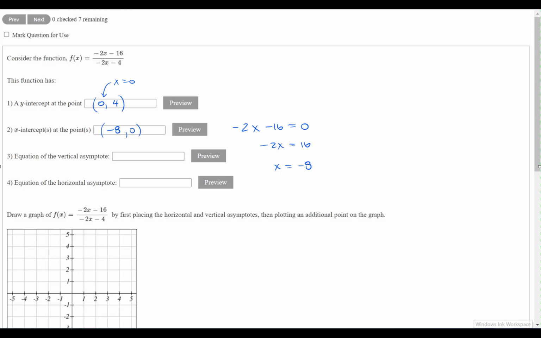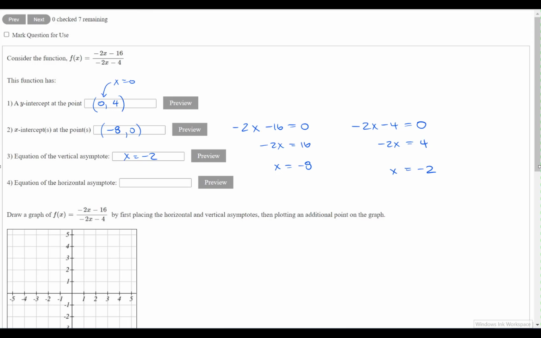The equation of the vertical asymptote. Well, the equation of the vertical asymptote comes from the 0 of the denominator. So take that factor in the denominator, set it to 0, and solve. Negative 2x equals positive 4, or x equals negative 2 when I divide. And that is just a line, so I'll leave it as x equals negative 2.